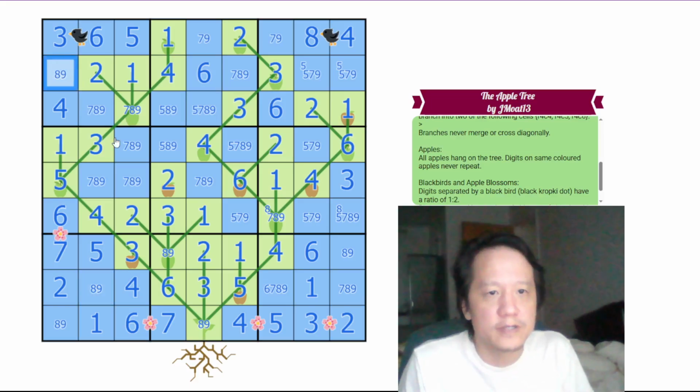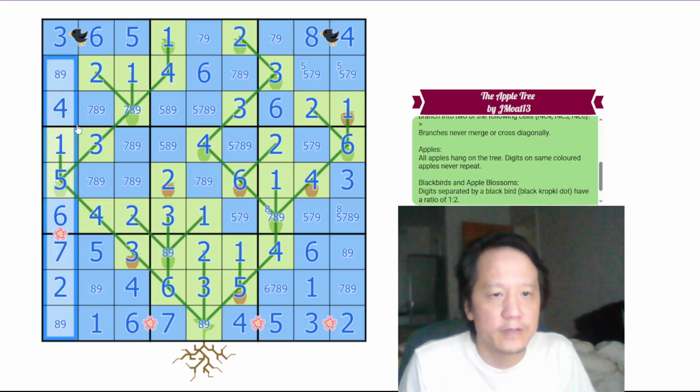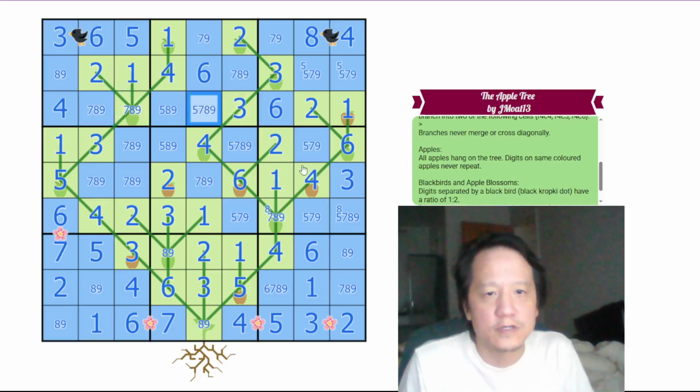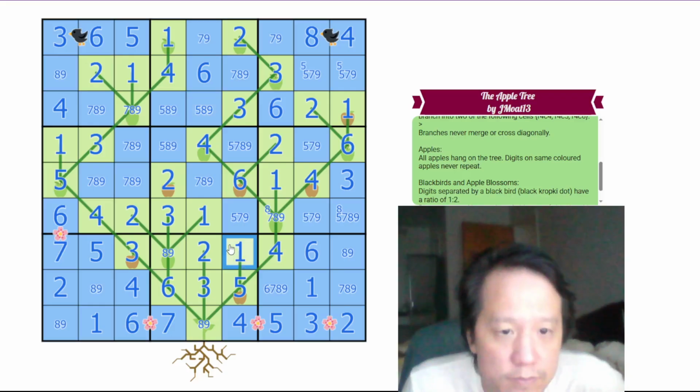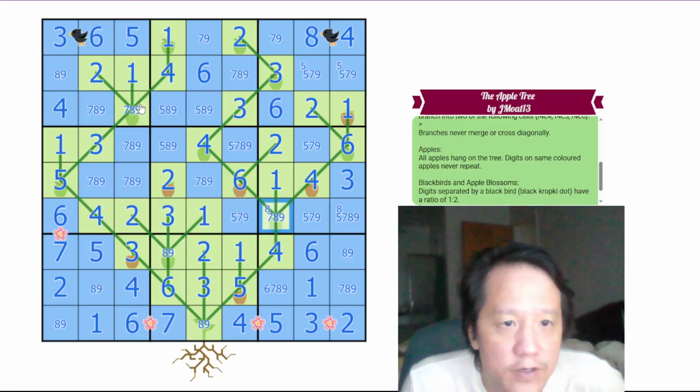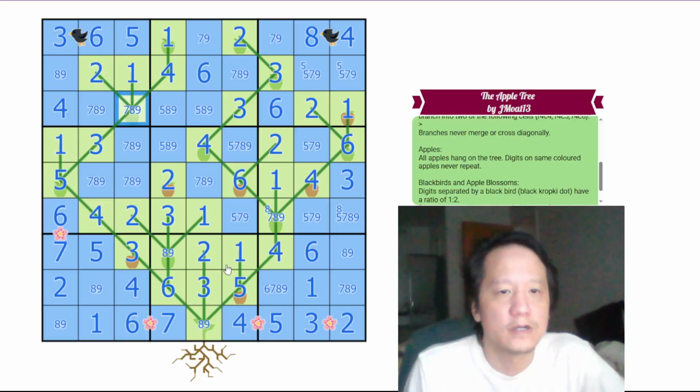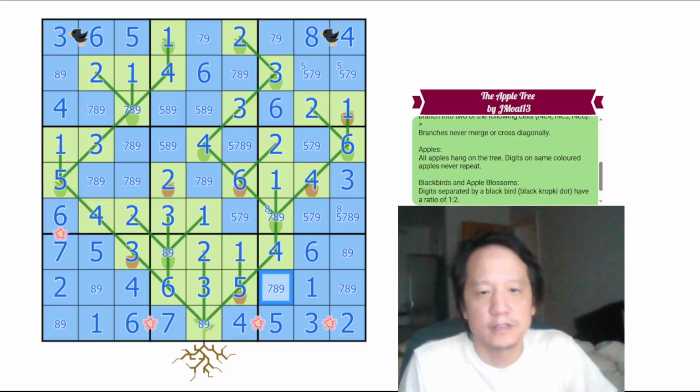This can't be 7 because of the 7 in the column. 7 must be one of these two cells, so this can't be 7 here. This could be 7, 8, or 9. This could be 7, 8, or 9. This can't be 6 anymore. One of these two is a 7.